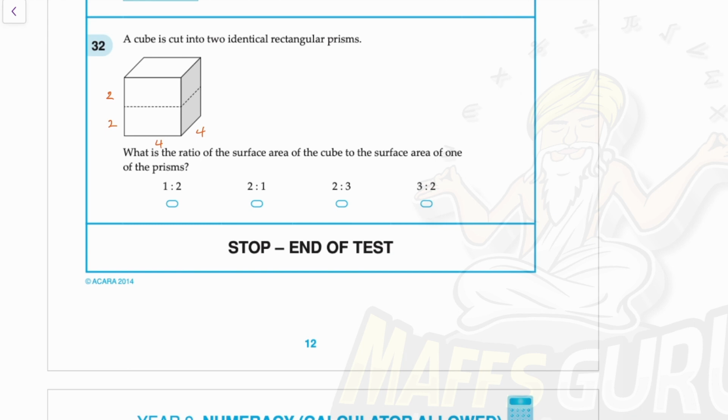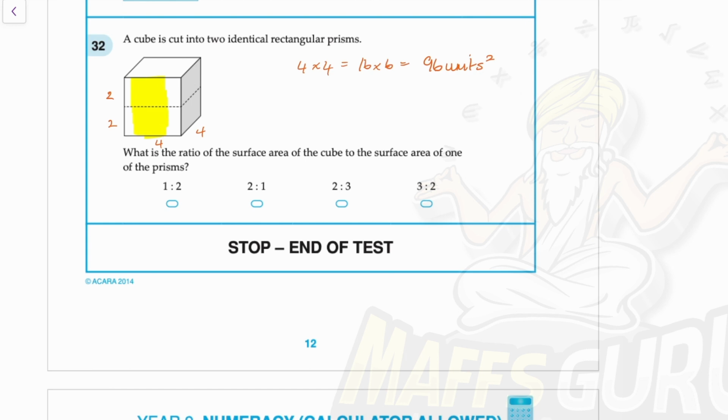What is the surface area of the cube? We'll find the surface area of a cube. I'm going to find the area of one of the squares and times it by 6, because 1, 2, 3, 4, 5, 6. So I'm going to do 4 times 4, which is 16, and I'm going to times it by 6. So 16 times 6 gives me 96. Right, so we're going to say that that has 96 units squared.